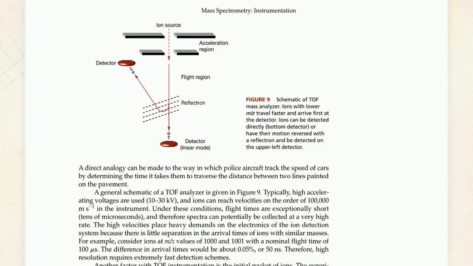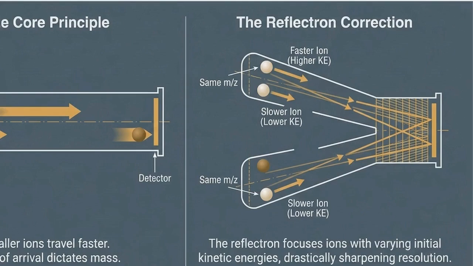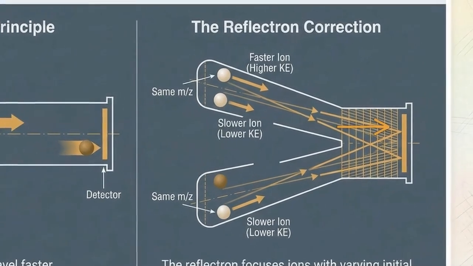This schematic shows the electrostatic solution to that energy spread, the reflectron. Instead of a straight tube, the flight path ends in an electrostatic mirror. Look at the flight paths here. Ions with a slightly higher kinetic energy penetrate deeper into the electrostatic mirror before being reversed. They are forced to take a slightly longer flight path, allowing the slower, lower energy ions to catch up, so they strike the detector at the exact same moment.